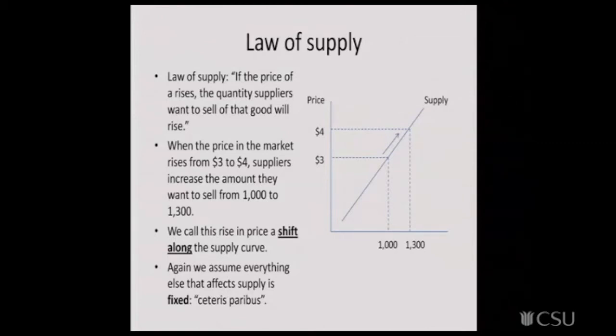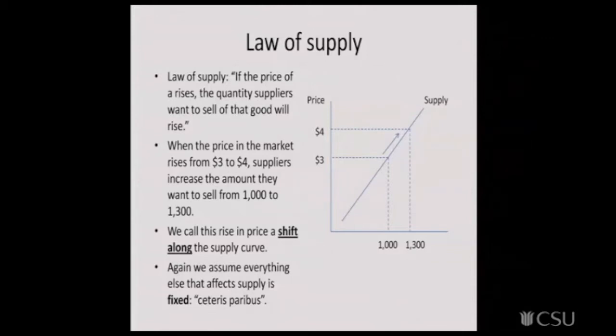You could invoke all sorts of models to prove that, and in other economic subjects you would. In this class we won't. We're just going to wave our hands and say it's so. That's it. So that's all you have to know, is the supply curve is upward sloping, meaning as the price goes up, people supply more.